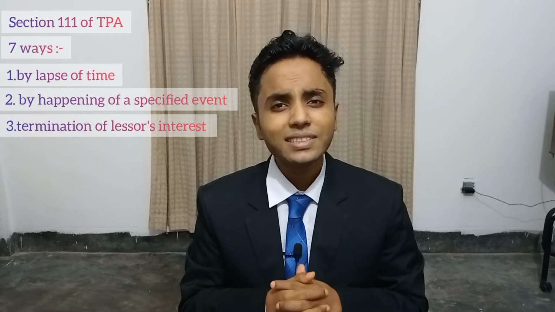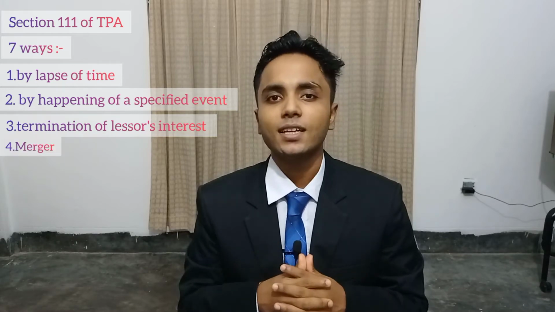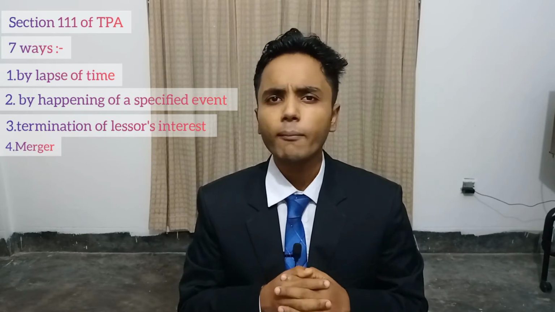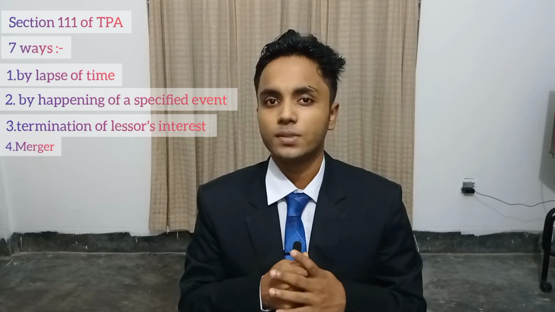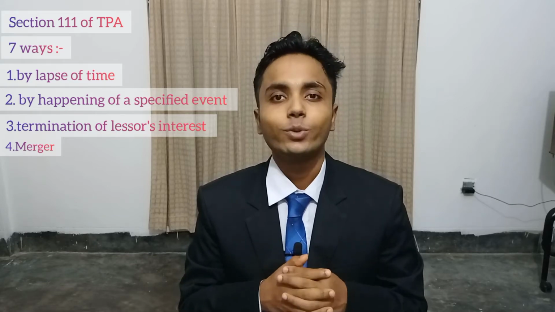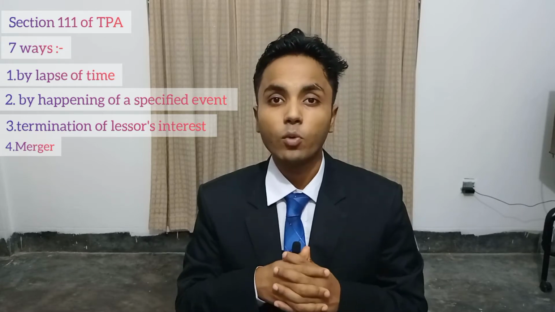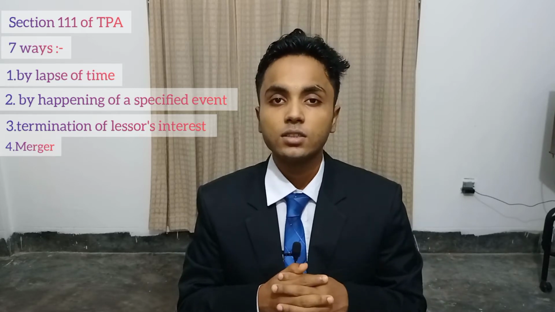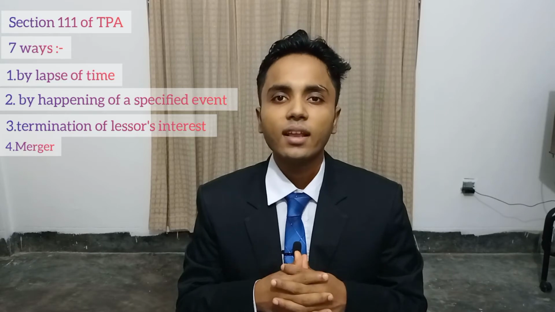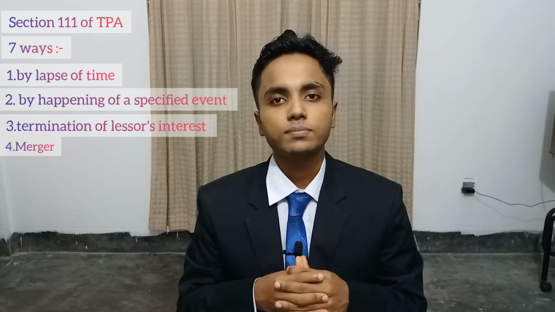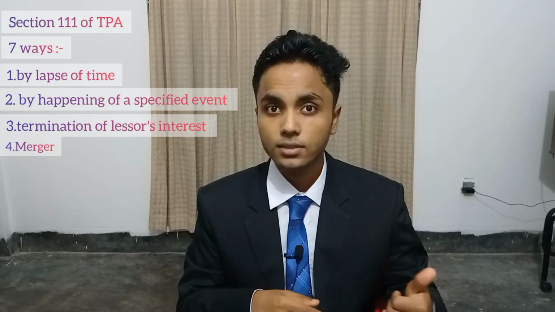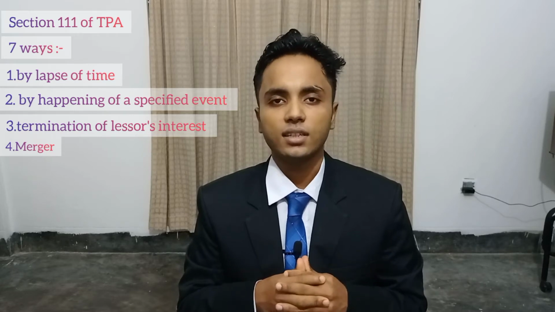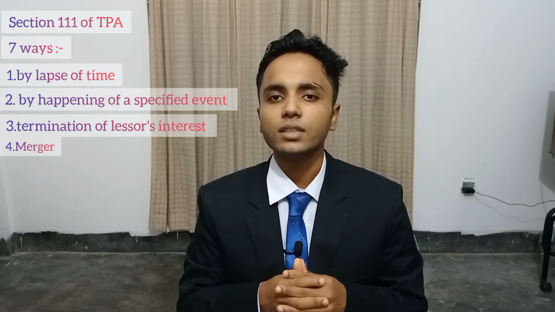Then the fourth way lease can be determined is merger. If lessee becomes the lessor, then the lease will be determined. For example, if Sakib sells his land to Tamim, then Tamim, who is the lessee, automatically will become the owner of the land. So now his interest is upgraded to the lessor. He is both lessor and lessee, and this lease will be determined.